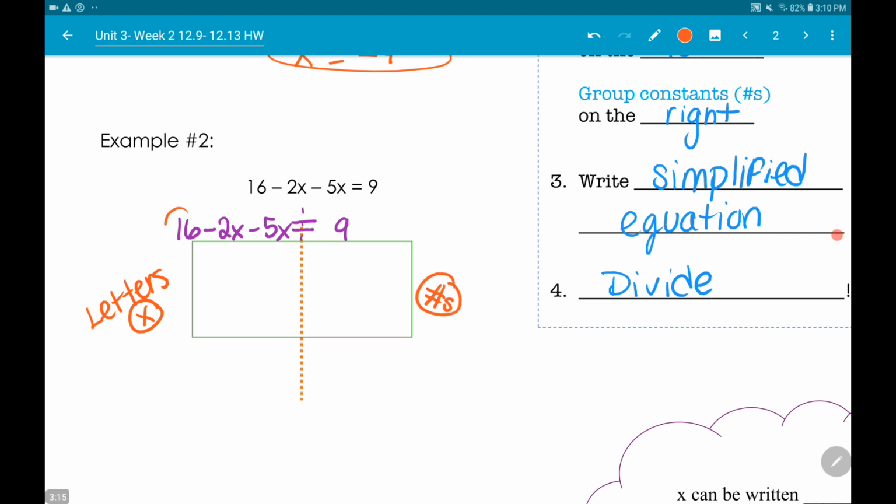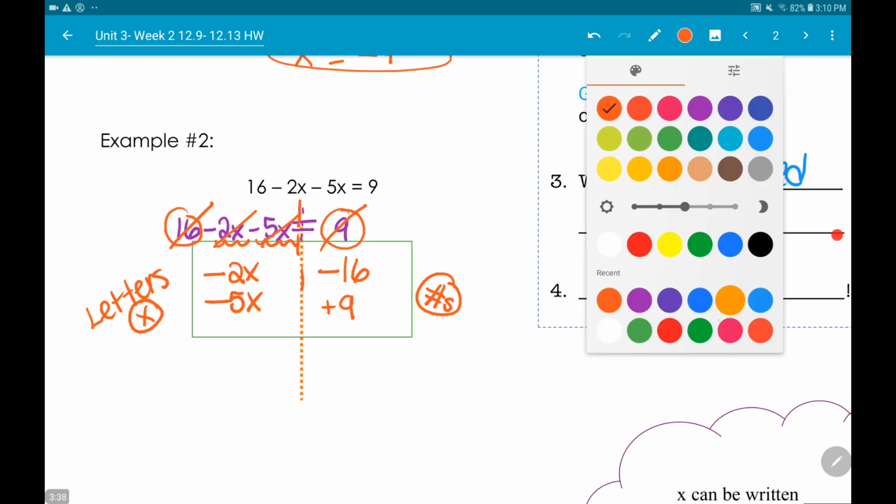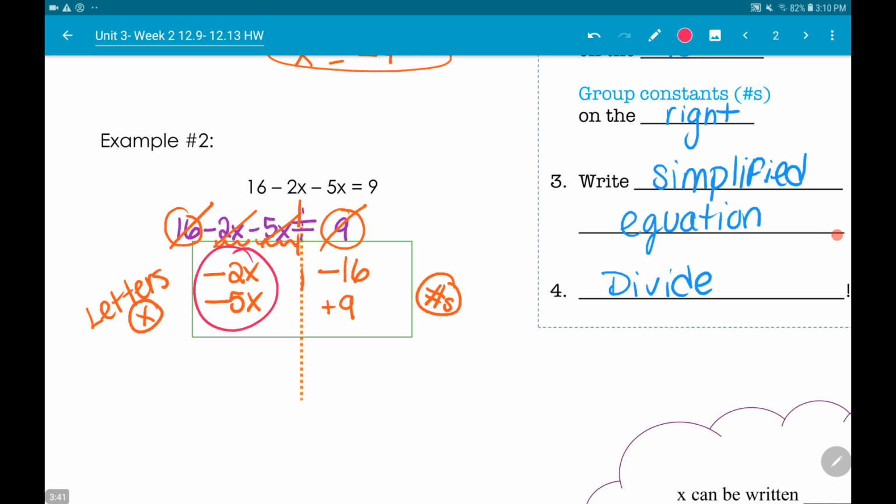Okay, so now my first term that I see is a 16. That is crossing the line. So it's going to become a negative 16. Next term I see is a negative 2x. I'm just going to bring that down on my letter side. And same with the negative 5. Lastly, I have a 9 that stays on this side, so it stays the same. Okay, we go ahead and we combine our terms. That gets me negative 7x, and this side gets me negative 7.